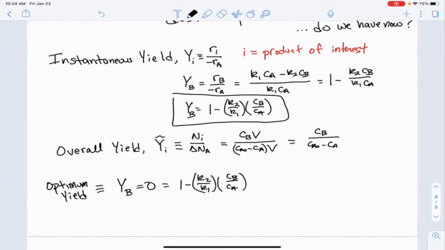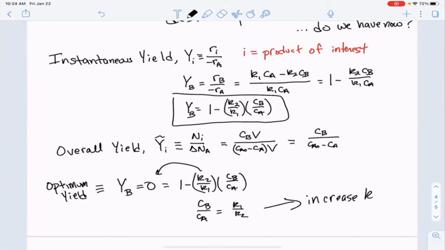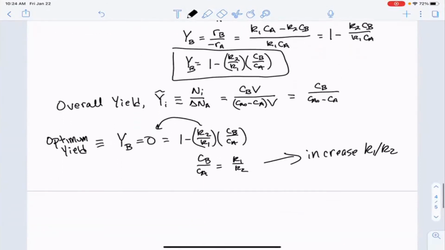So to increase, or maybe another way to write this, right? Since this is equal to 0, I can move this over to that side of the equation and solve that Cb over Ca, which is really the thing that we care about, just equals K1 over K2. So to increase the concentration of B, I want to increase K1 over K2.